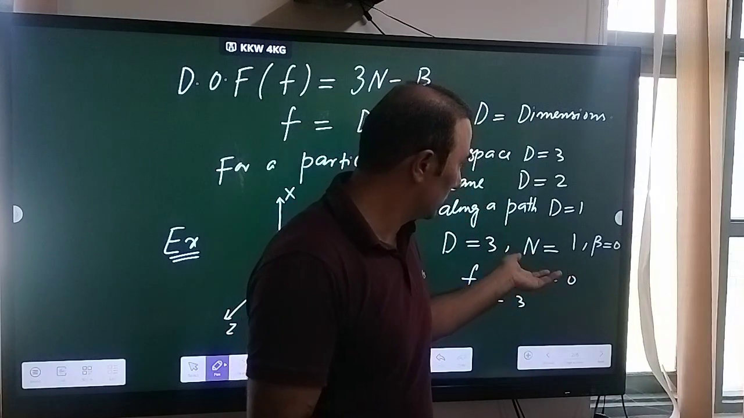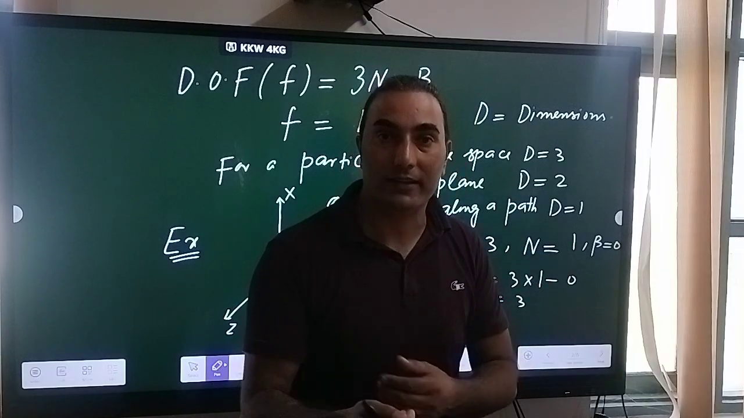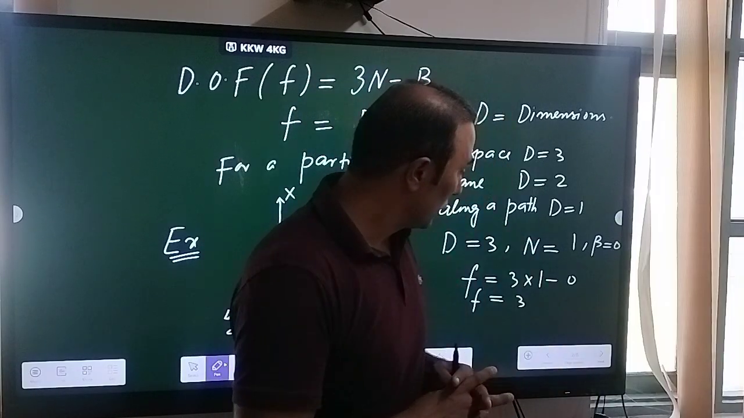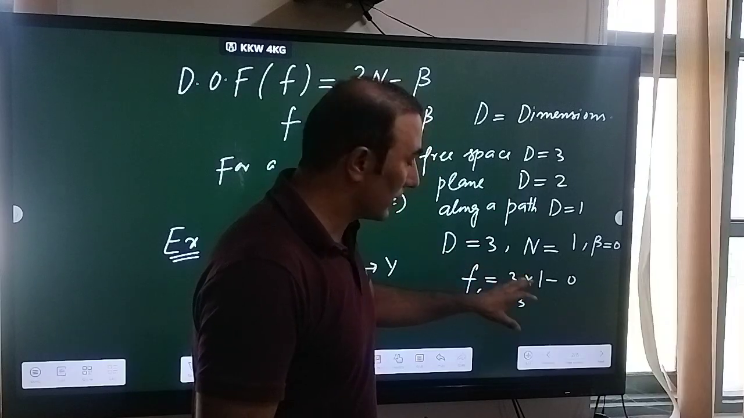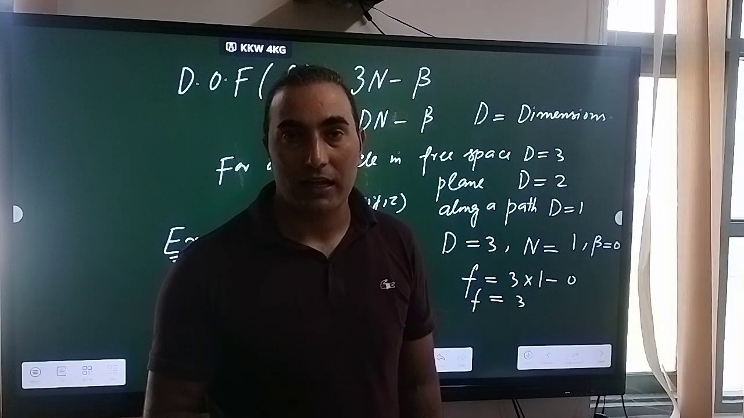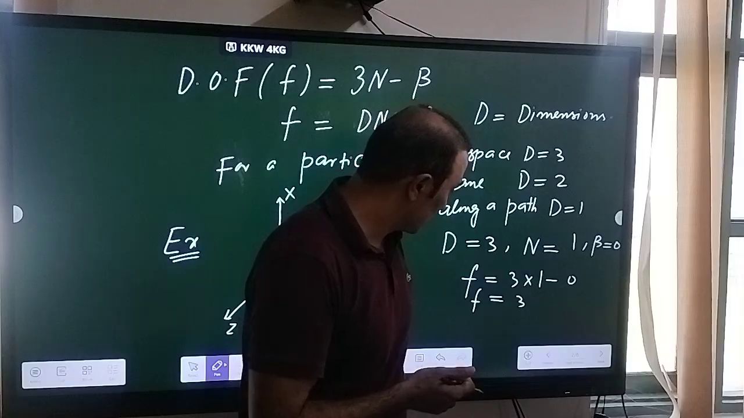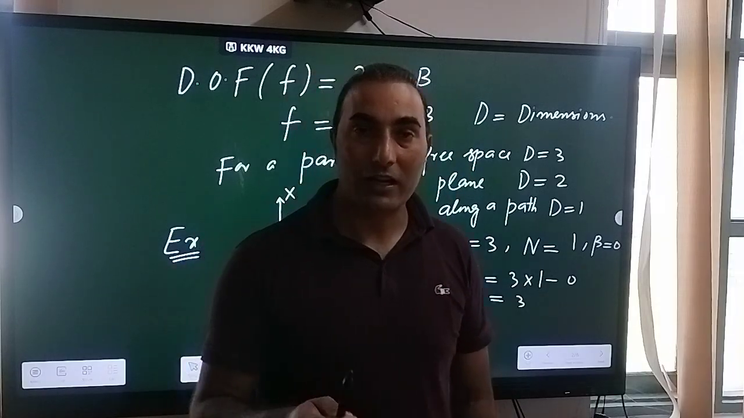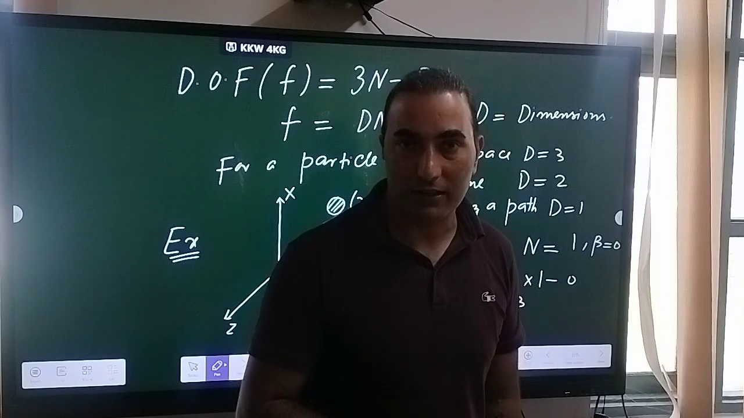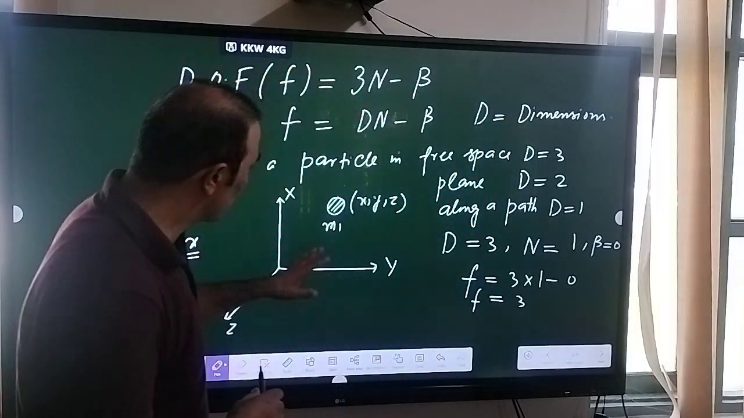In this class, I'm going to discuss some examples. कुछ examples मैं यहाँ पे बताऊंगा जहाँ पे constraint present होगा. So that means here f will be equal to dn because d equal to 3 and n is equal to 1 and there is no constraint, so beta यहाँ पे 0 होगा. So that means this f will be equal to 3. So that means अगर particle free space में होगा तो all possible motion कितने हैं, it will be 3. So degrees of freedom will be 3. Okay. So this is the first case.